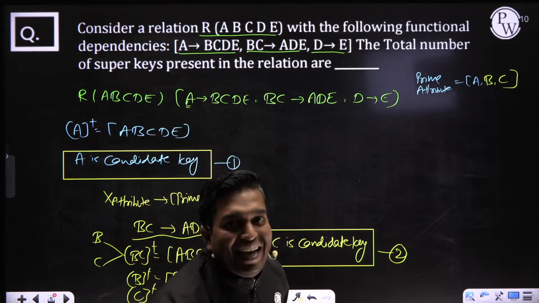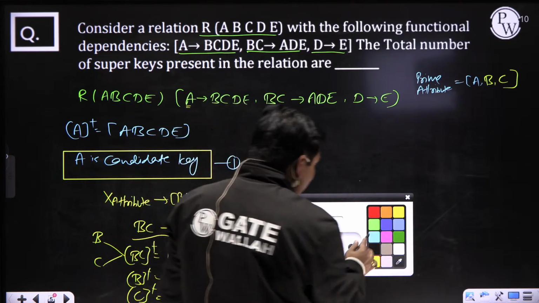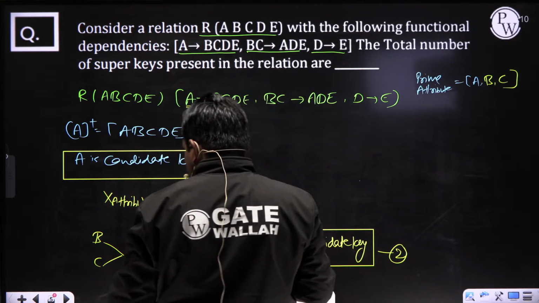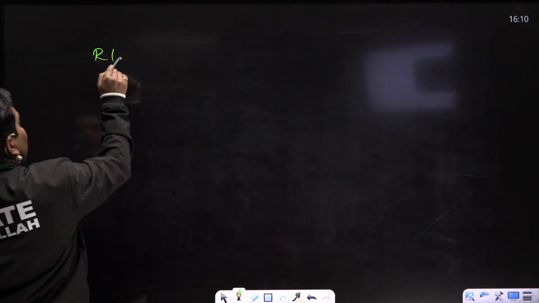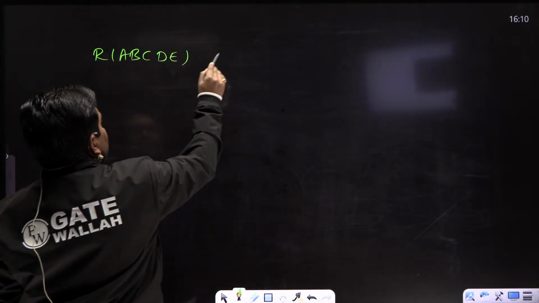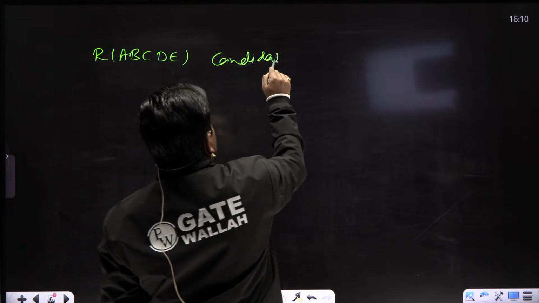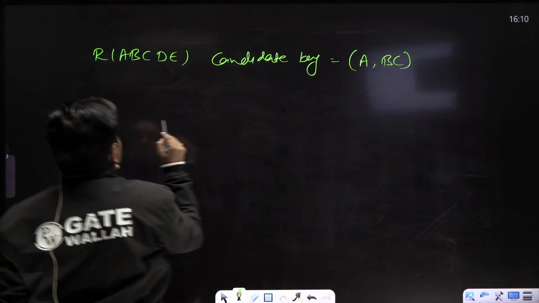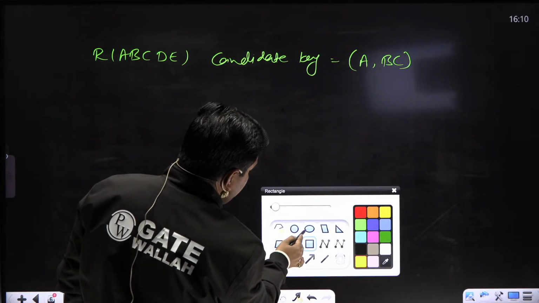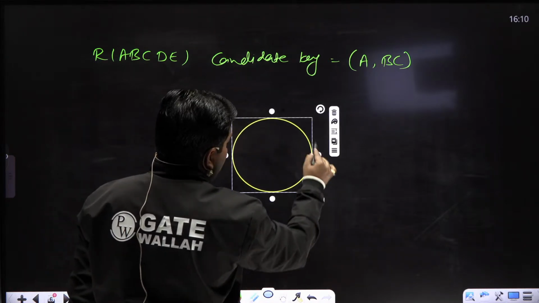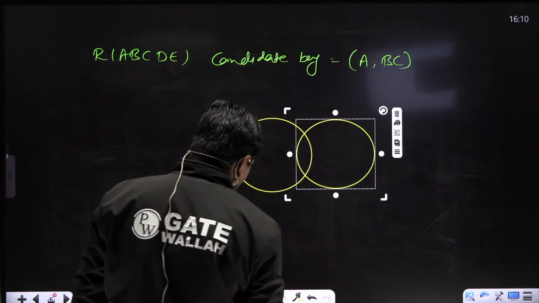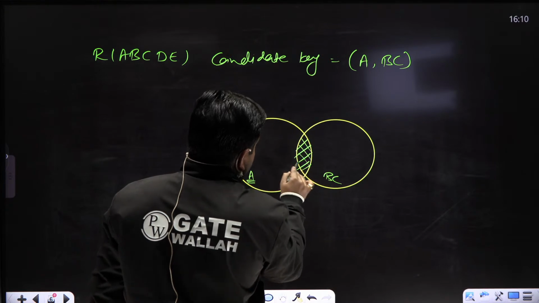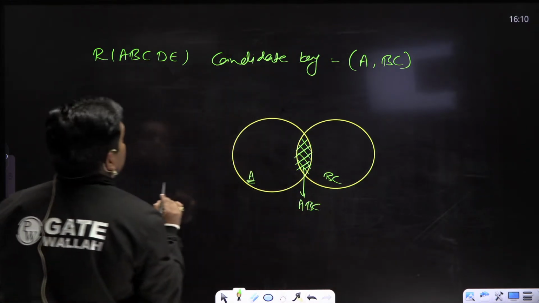Then how many super keys are there? Here the attributes are A, B, C, D, E, and the candidate keys are A and BC. Then what is the number of super keys? You can see this is for A, this is for BC, and this is for ABC.